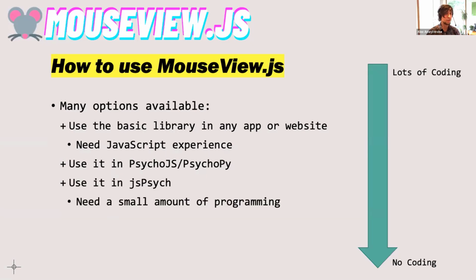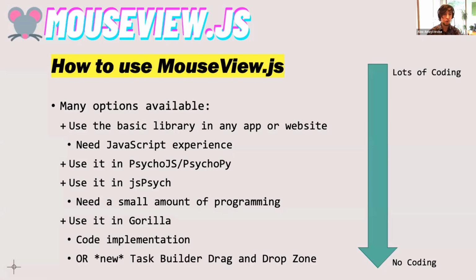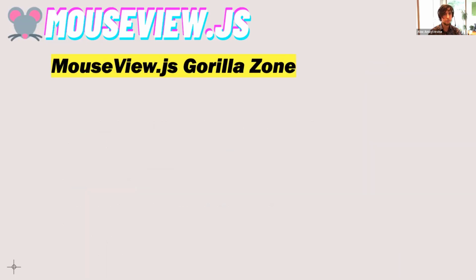However, you still do need to do a bit of programming to understand this. But Gorilla is more towards the no coding thing, so it's appropriate for a small tutorial when I've only got 15 minutes. So in Gorilla, you can use the code implementation, which allows you to customize things a bit more. But you can use their task builder, and they've recently created a drag and drop zone that involves absolutely no coding at all. And that's what I'm going to show you how to use today.